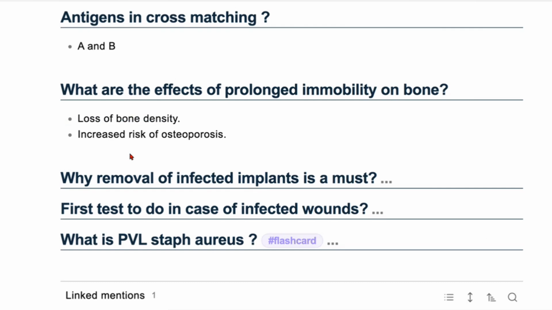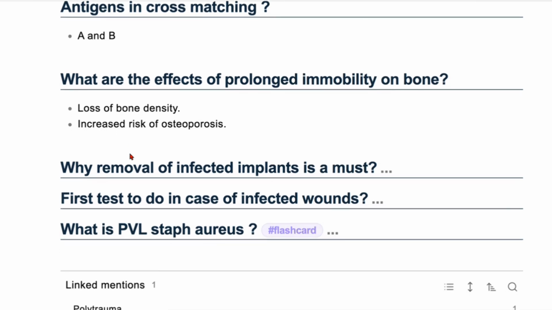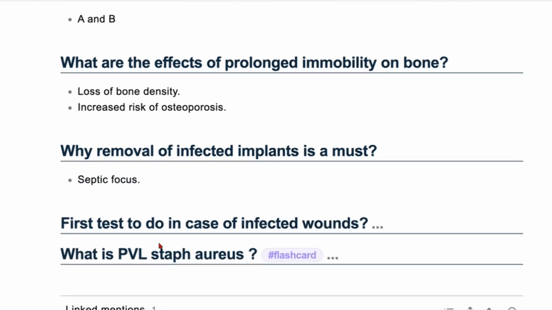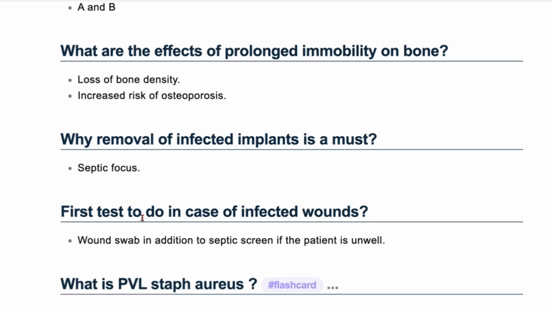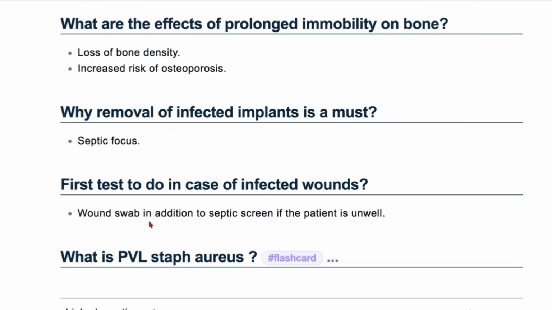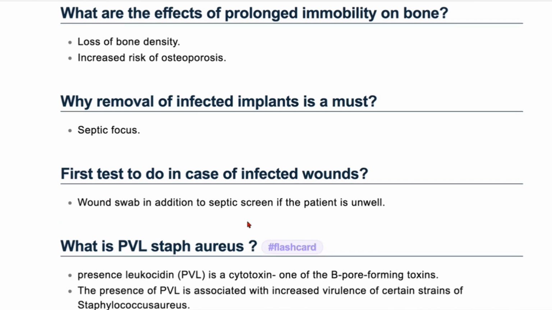And why is removal of an infected implant a must if you have an ongoing infection? So this is because an infected implant will produce a septic focus and subsequently a biofilm. It will increase virulence of bacteria and therefore will cause a fiery sepsis for the patient. Good. What is the first test to do in infected wounds? So I would like to do a wound swab and microbiology culture and sensitivity. And what is PVL Staph aureus? PVL Staph aureus stands for Panton-Valentine leukocidin. It is a specific type of Staph aureus that secretes an exotoxin, which typically puts pores in the membrane of the cells that it wants to infect, and it is associated with a very virulent strain of MRSA.